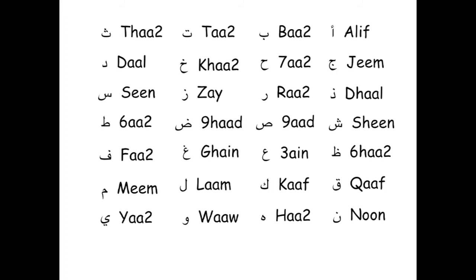Now, this order that you see them in is the order that's universally used now, even though it's quite recent. This order was only adopted 60 or 70 years ago by grouping letters that looked alike. So ba, ta, tha are after each other, jim, ha, kha, dal, dhal, ra, zain, sin, shin, sad, dad, etc.